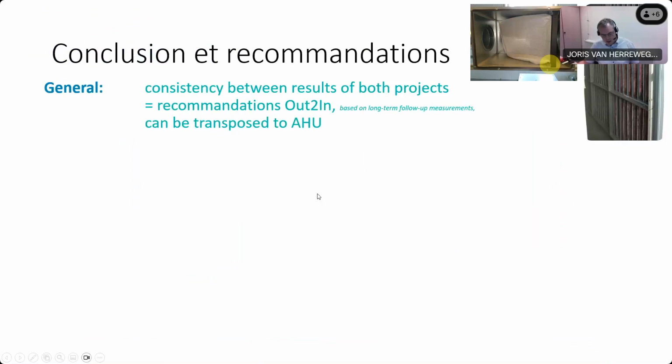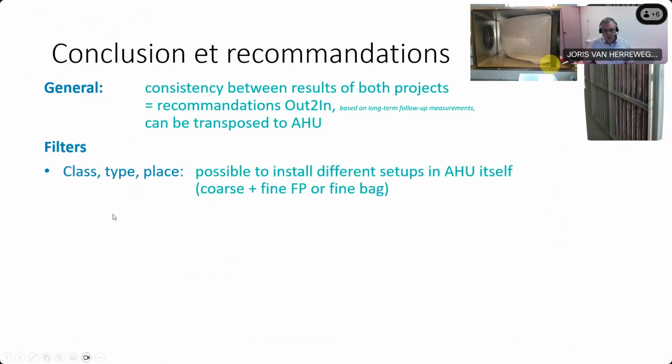To end these presentations, I will give you our conclusions and recommendations. So first of all, we see a good consistency between the results of both projects. So this means that the recommendations from our Out2In project focused on residential systems can be transposed to air handling units. Regarding filters, as you noticed, for residential systems to deal with PM2.5, we need to install an additional filter box. In air handling units, this is not needed since these options, either a combination of a coarse filter and a folded panel fine filter or a bag filter, can be directly installed into the ventilation system.